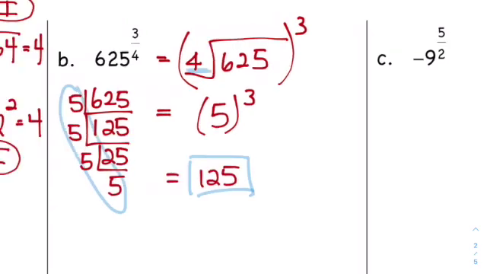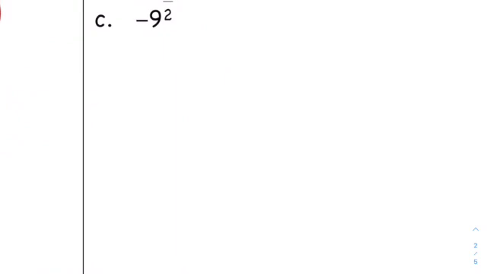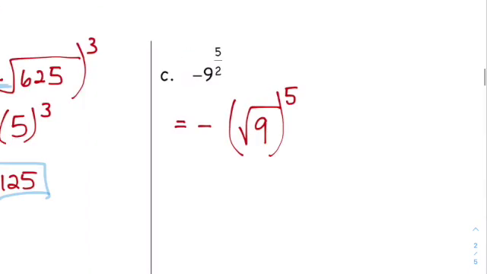And then next one. Remember, that's negative 1 times 9. It's really negative 9, square root, to the 5th power. The negative sign and 9 are separated. Square root means the index number is 2.